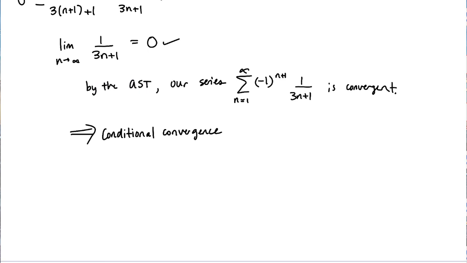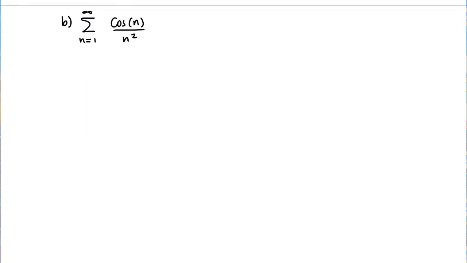Let's take a look at one more to just practice that definition. For our next example, we'll look at cosine of n over n squared. And remember, what we need to establish is whether we can take the absolute value. So computing the absolute value of cosine of n over n squared.